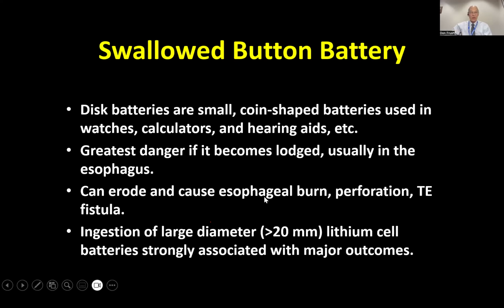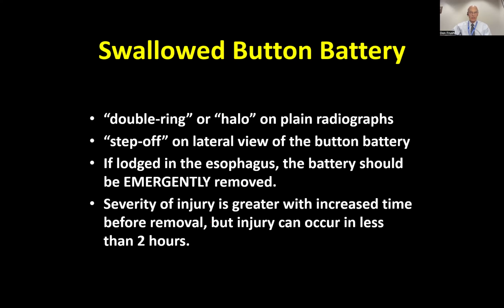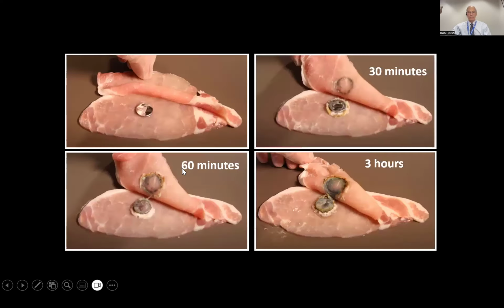They can erode and cause esophageal injury, and ingestions, particularly the larger sizes, are more likely to get caught. Now, if they make it to the stomach or the small bowel, just because of peristalsis and so on, they tend to go through, although they're followed carefully. But in the esophagus, if they get stuck there, that's when you get the real problem. So you get that double ring or halo sign here. They need to be emergently removed from the esophagus.